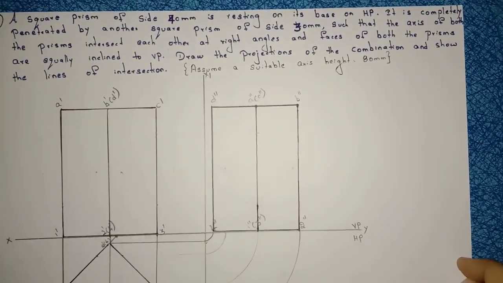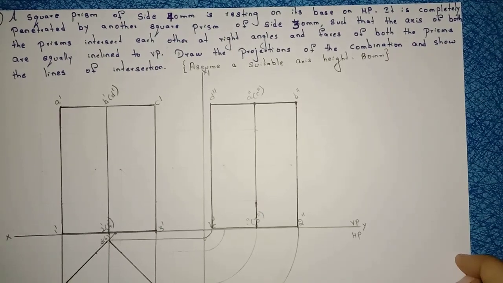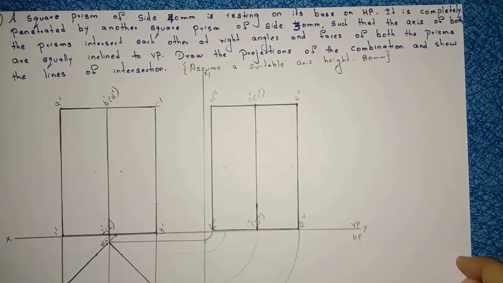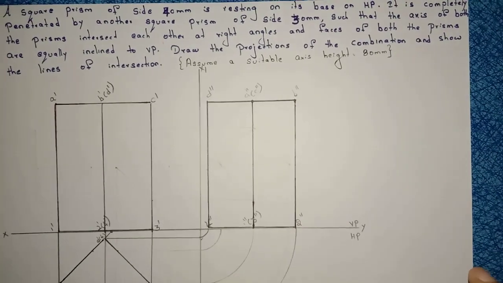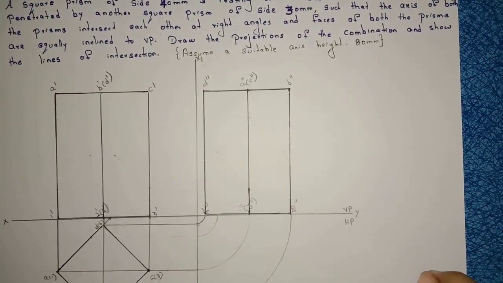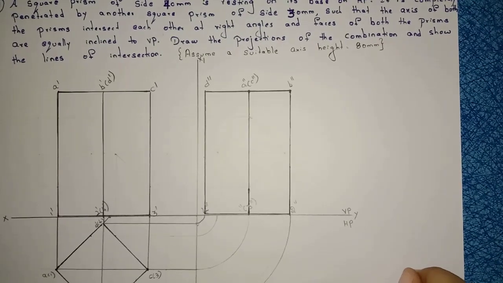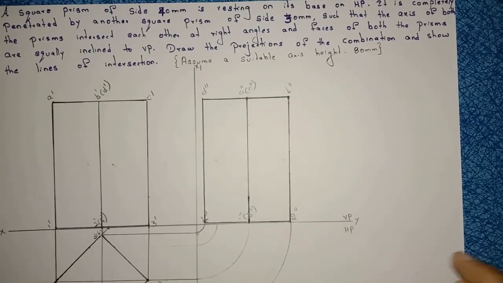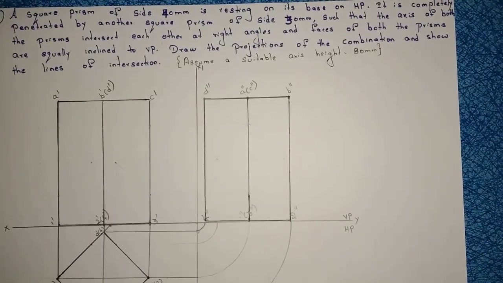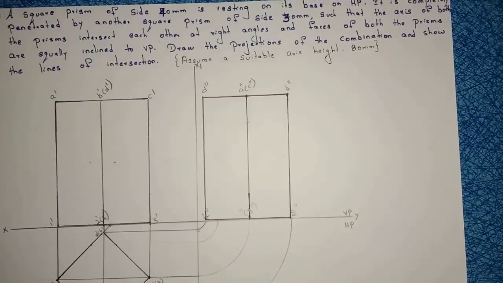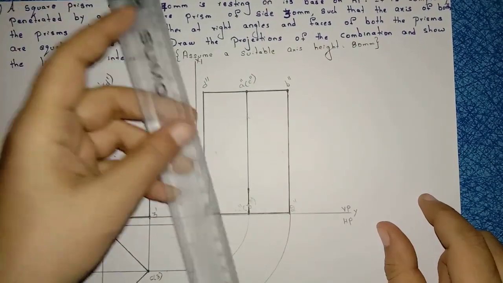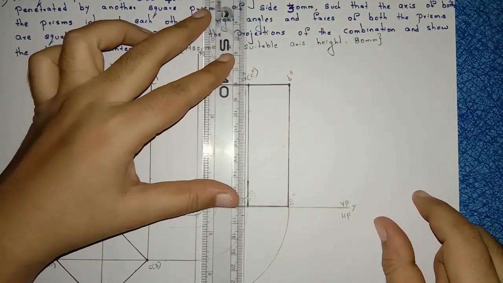So here also you should construct a square, such that the axis of both the prisms intersect each other at right angles. So how to construct another square? See, I am going to construct another square in side view, right? See, this is my axis height.